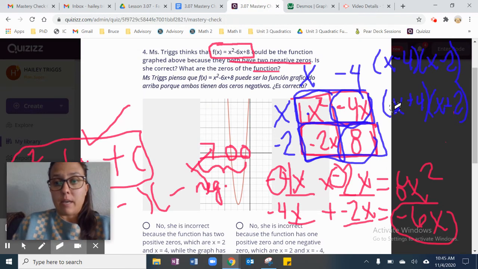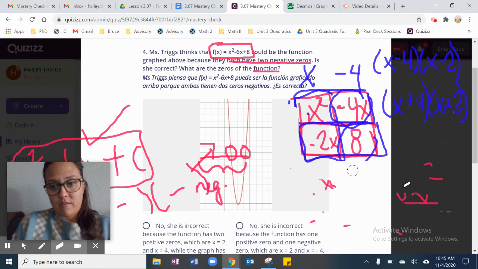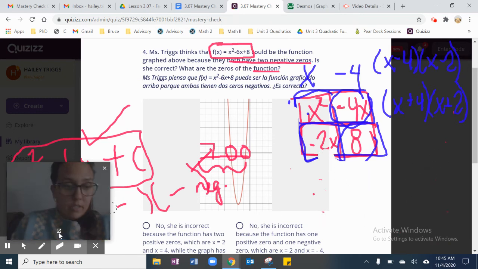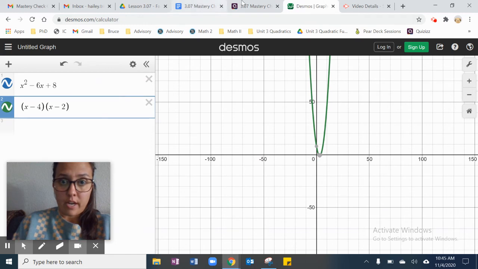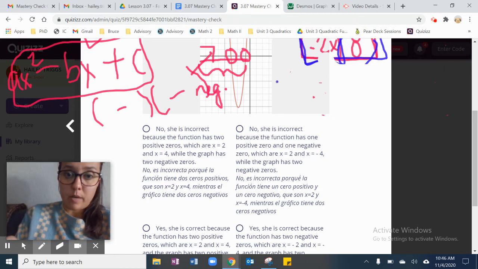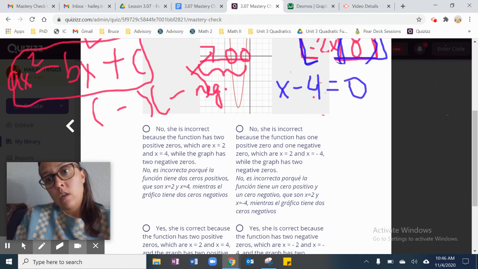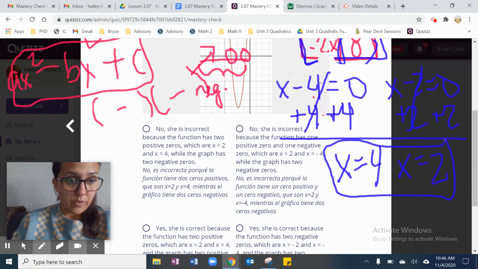The question is asking, am I right in saying that the function and the graph both have negative zeros? Well, this one's tricky, right? We know that x minus 4 and x minus 2 is the correct answer, right? We saw that on the graph. So if we solved these using the zero product property, x minus 4 equals 0, x minus 2 equals 0, and we use inverse operations to isolate our x's, we're going to get 2 positive zeros, right?